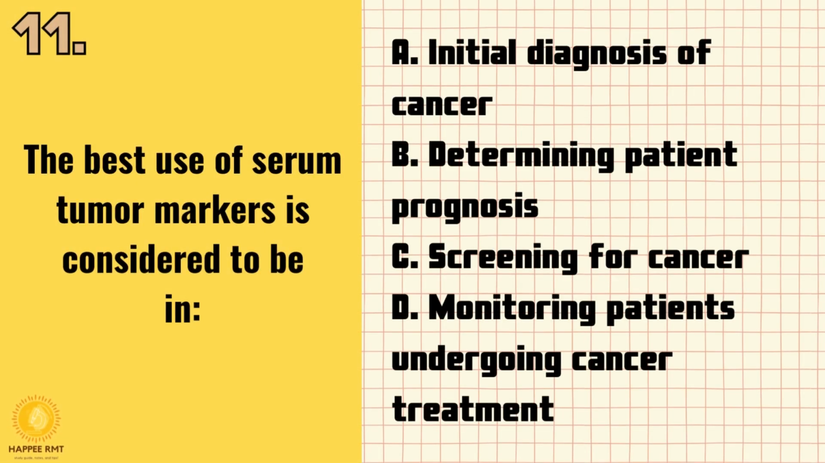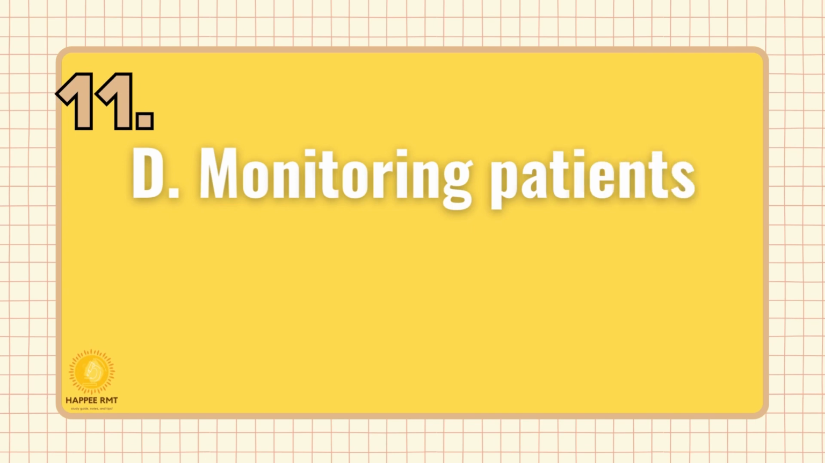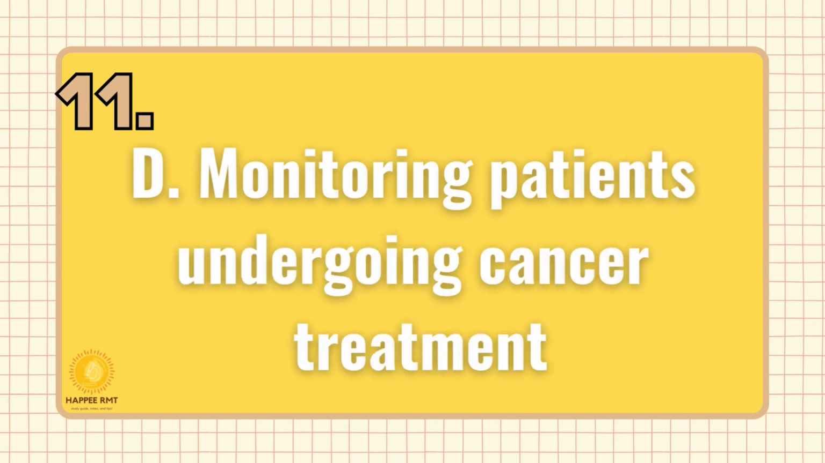Number 11. The best use of serum tumor markers is considered to be in A. Initial diagnosis of cancer, B. Determining patient prognosis, C. Screening for cancer, D. Monitoring patients undergoing cancer treatment. Answer is D. Monitoring patients undergoing cancer treatment.